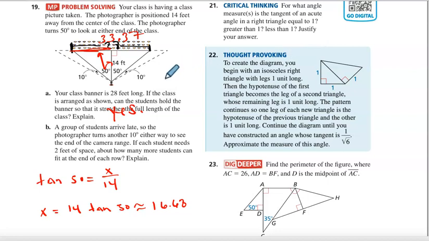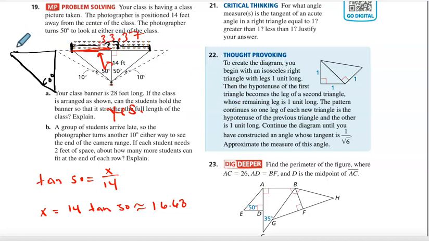Okay, then a group of students arrive late, so the photographer turns another 10 degrees both ways. Okay, so now we're looking at this triangle here with 60 degrees, because you add another 10, okay? If each student needs 2 feet of space, how many more students can be arranged?